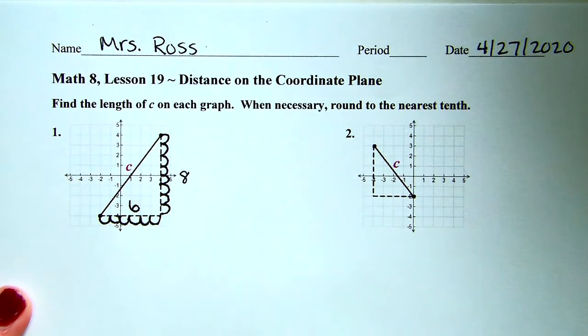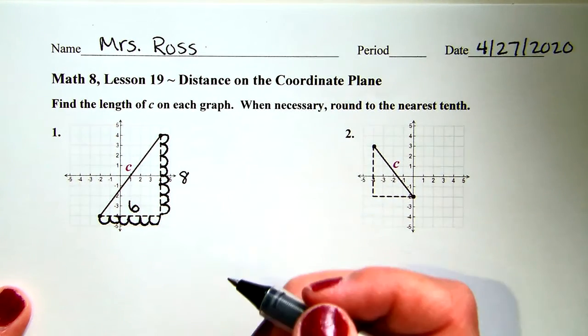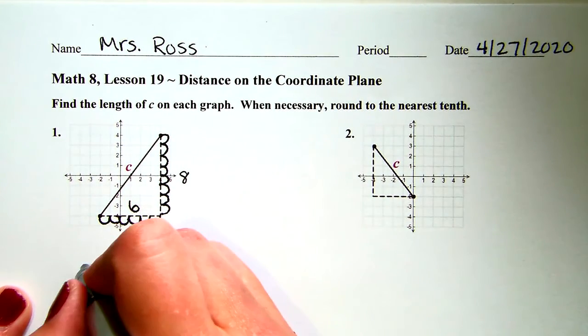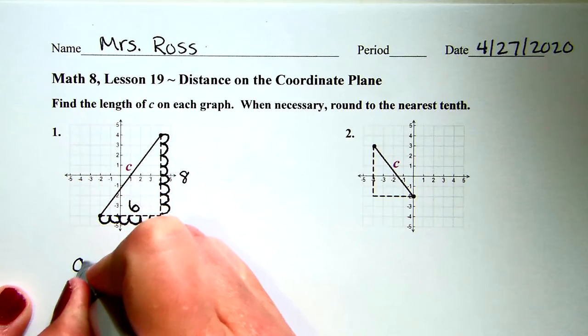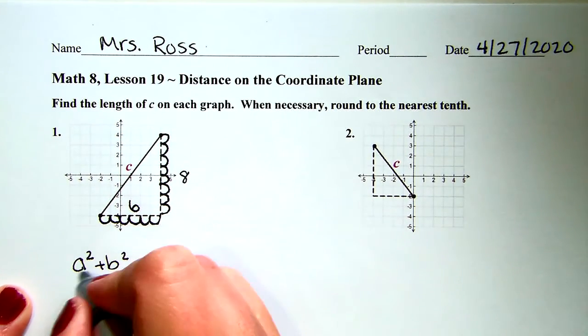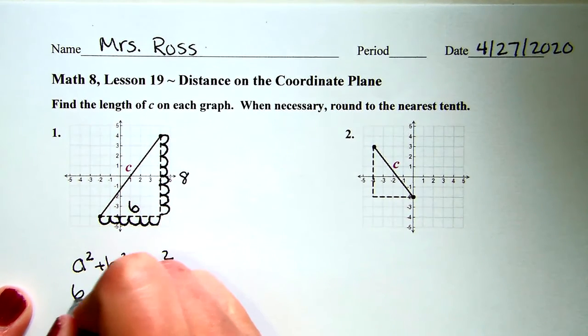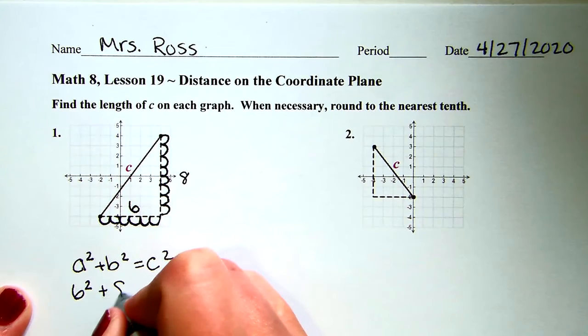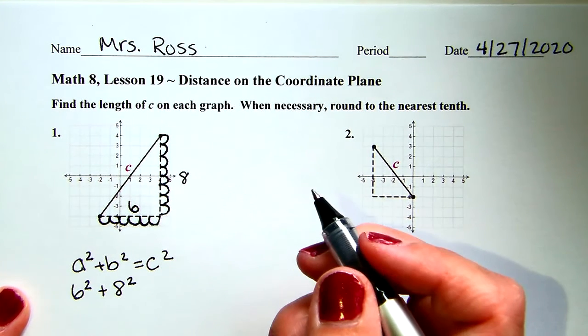I'm now going to plug that into our equation. So we have a squared plus b squared equals c squared. I'm going to put 6 as my a, and I'm going to put 8 as my b. If you want to flip-flop those, that is totally fine. And that's going to equal c squared.